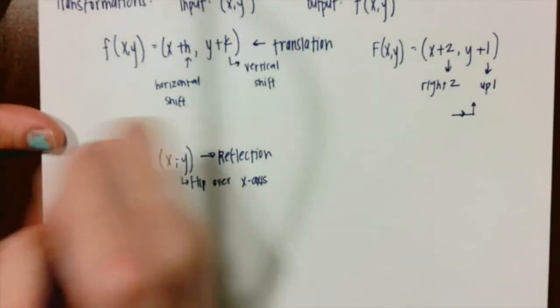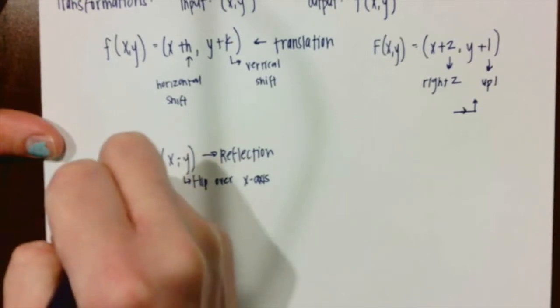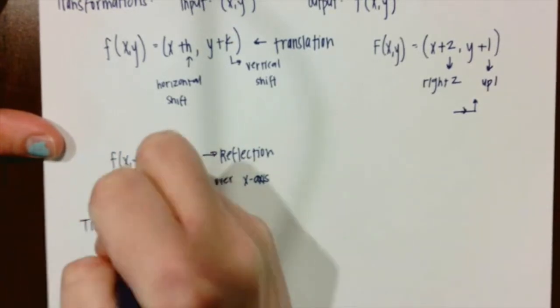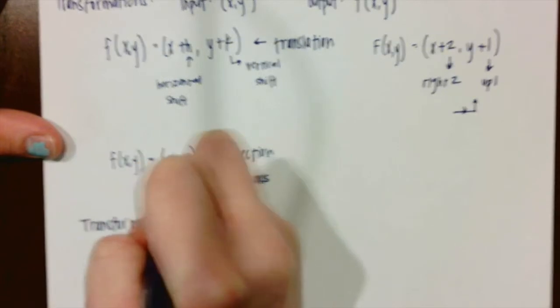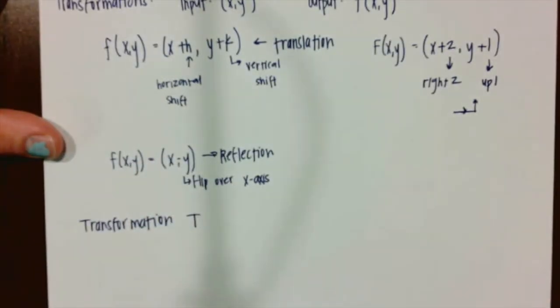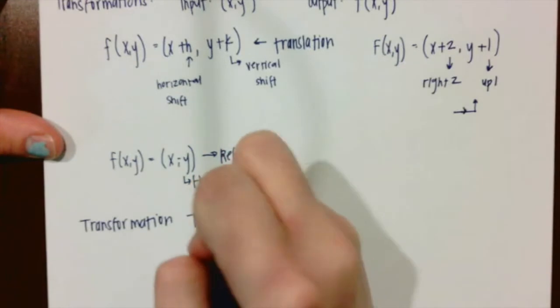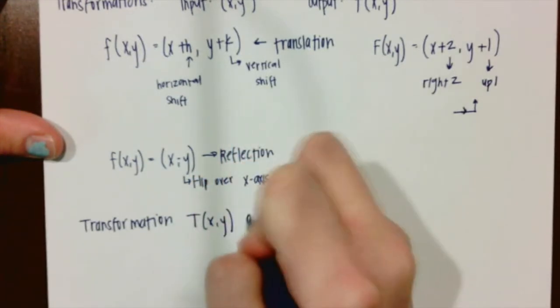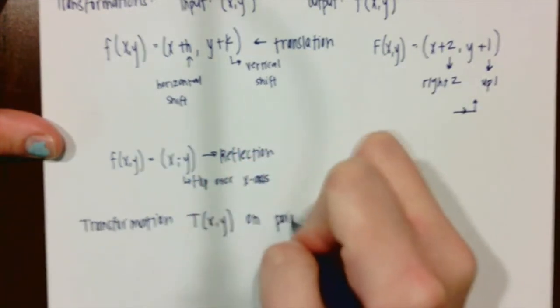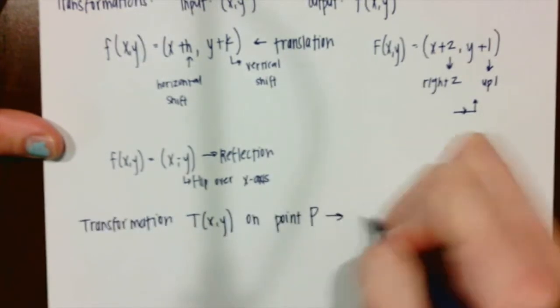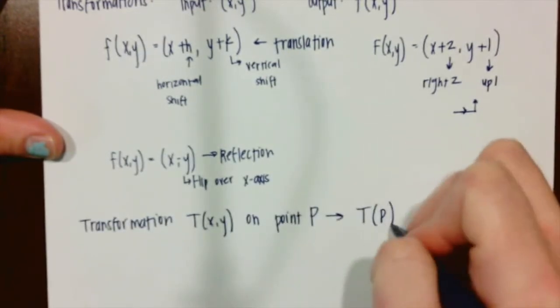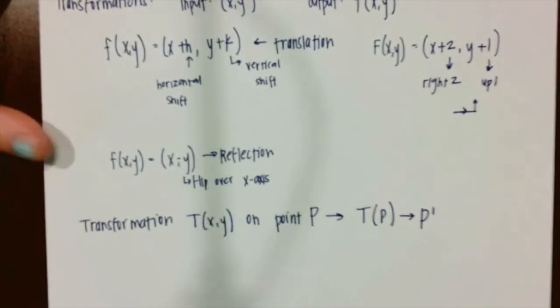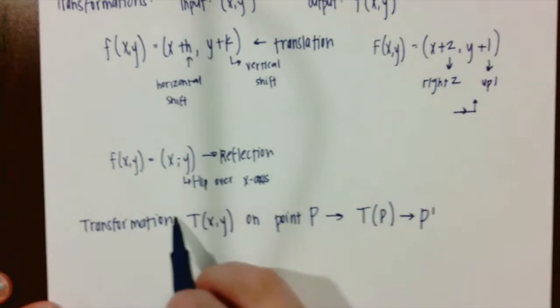Another part of the notation is that we will see transformation T, meaning translation of x, y on point P would become T of P, which becomes P prime. Now, that part right here might have been kind of like a foreign language to you. So let's walk through this and what it's meaning.